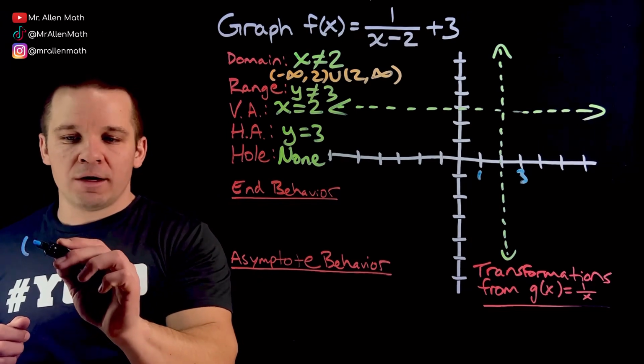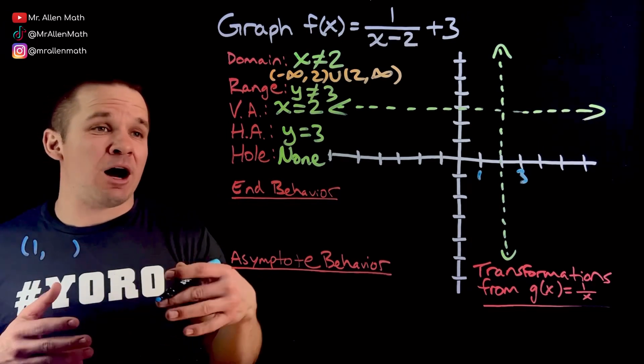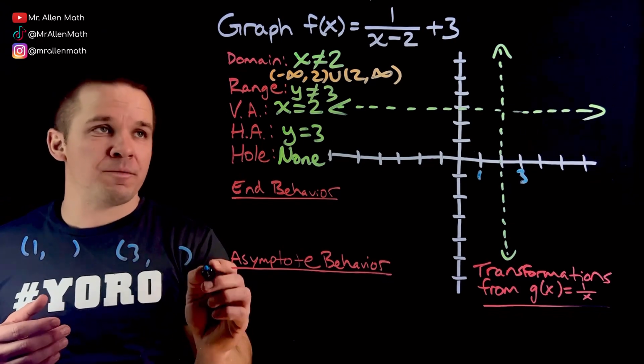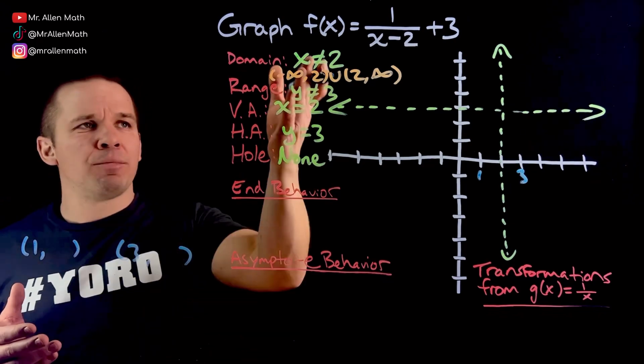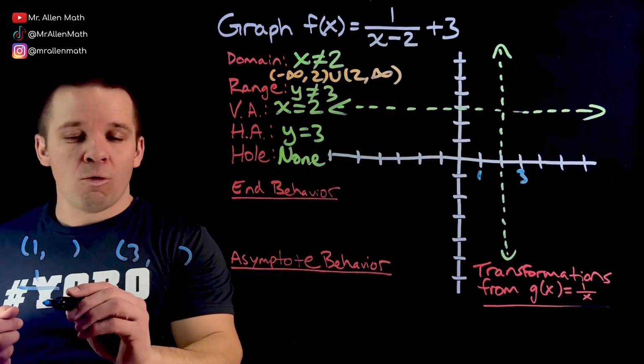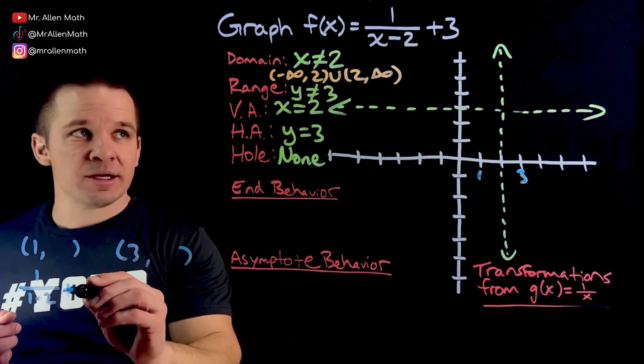I'm going to have 1 being plugged in, and I want to get something out for 3. And I also want to get something for 3. So 2 ordered pairs. How do I get that? I can plug it in to my function. I would have 1 over 1 minus 2 plus 3.